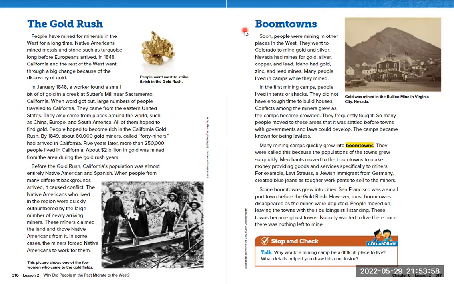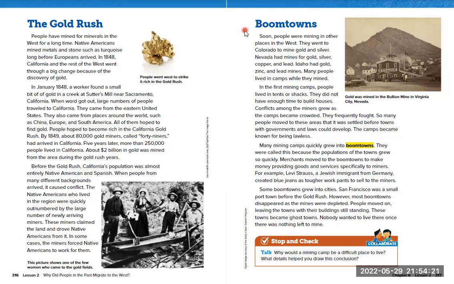Many mining camps quickly grew into boom towns. They were called this because the population of the towns grew so quickly. Merchants moved to the boom towns to make money, providing goods and services specifically to miners. For example, Levi Strauss, a Jewish immigrant from Germany, created blue jeans as tougher work pants to sell to miners.